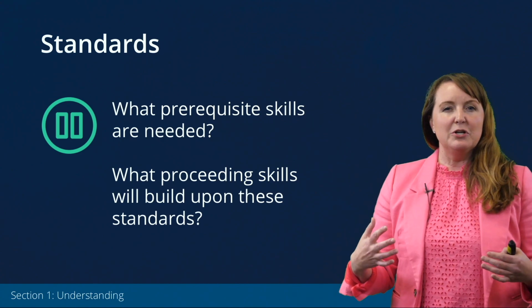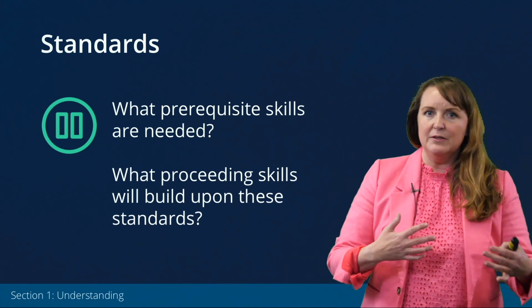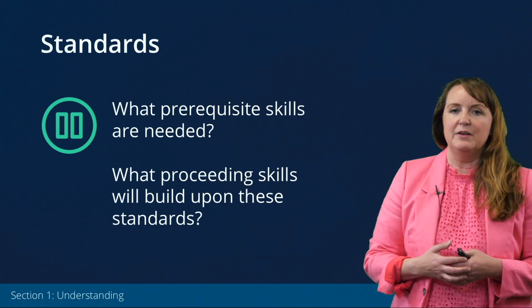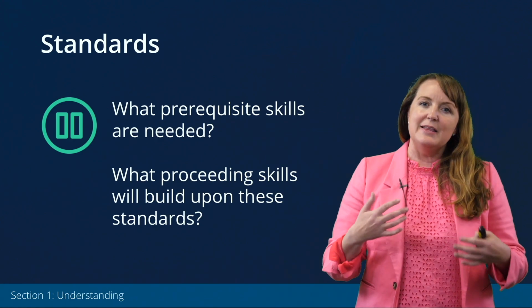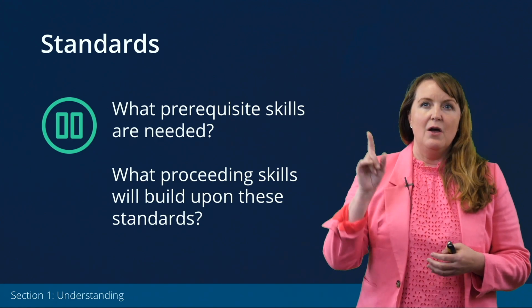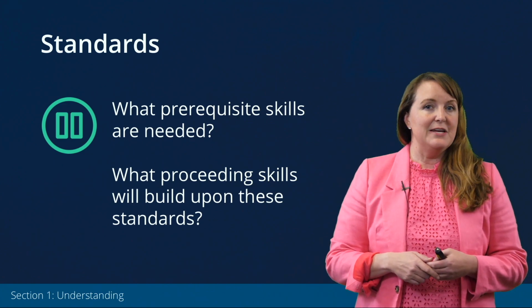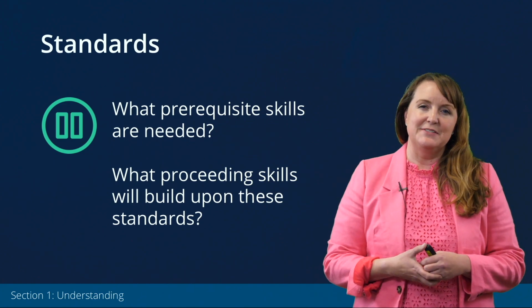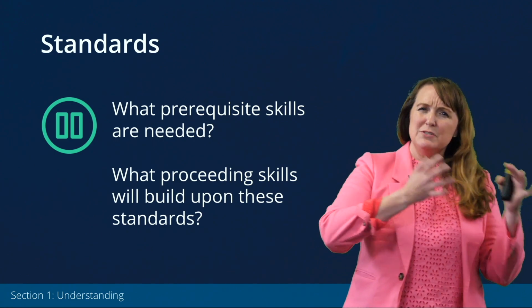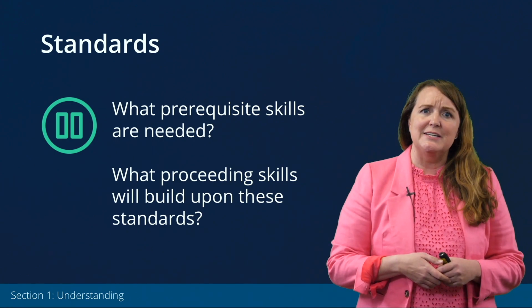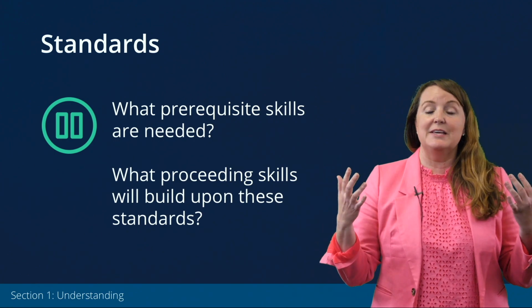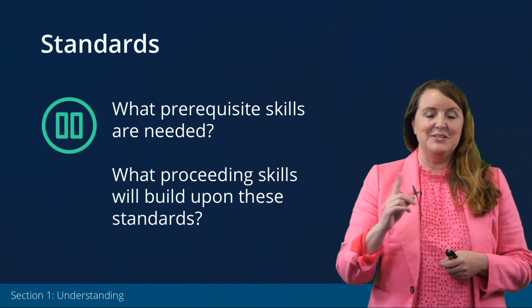So I'd like you to look at those standards in detail, read through them, really get a good idea for what they're asking students to do, and then answer these questions. Which prerequisite skills are needed to be successful with this set of standards? And then what proceeding skills are going to build upon these standards? Where are we going with this counting and cardinality knowledge? I'll see you in just a minute.